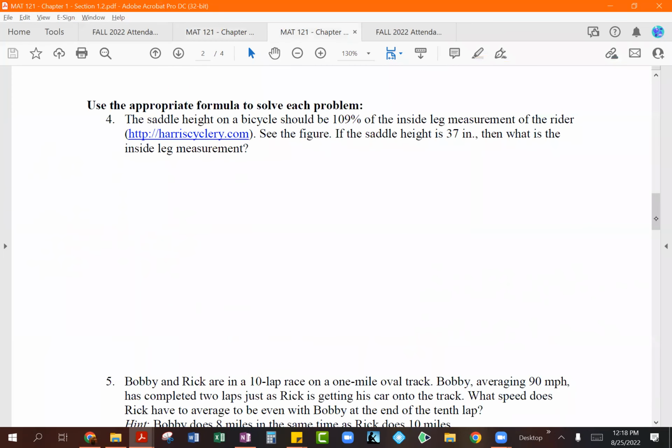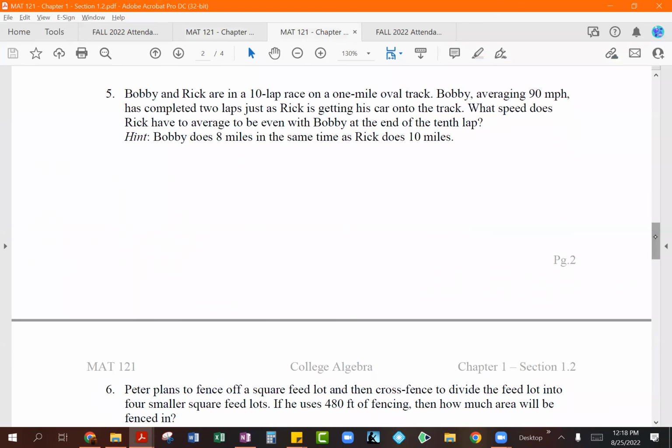This one over here is talking about doing laps on a racetrack. So Bobby and Rick are in a 10-lap race on a 1-mile oval track. Bobby is averaging 90 miles per hour and has completed 2 laps, just as Rick is getting his car onto the track. What speed does Rick have to average to get even with Bobby at the end of the 10th lap?